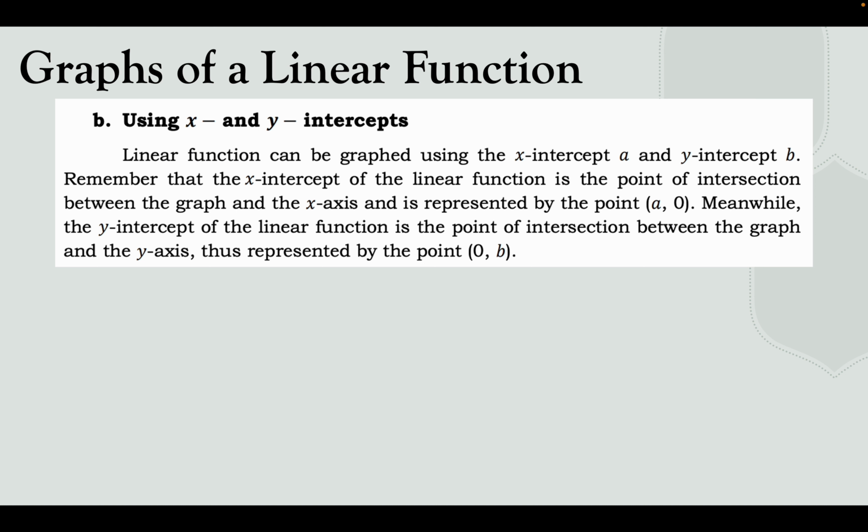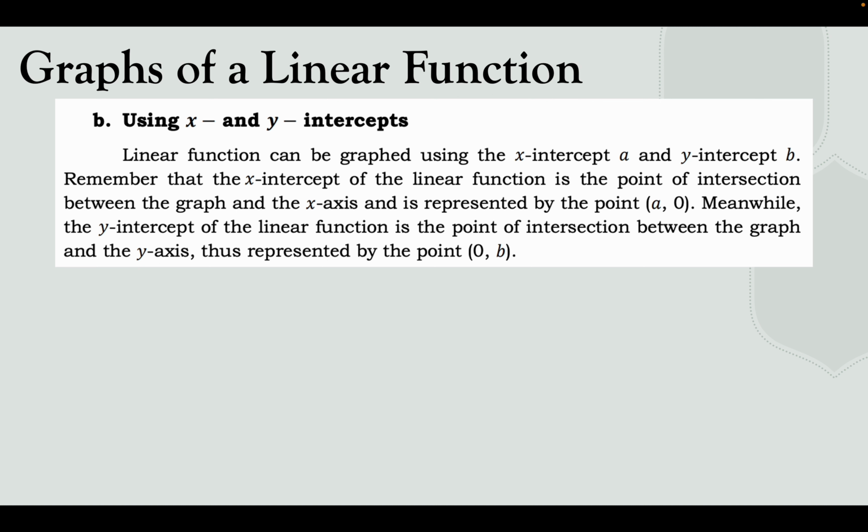Next, using x-intercept and y-intercept, a linear function can be graphed using x-intercept a and y-intercept b. Remember that the x-intercept of the linear function is the point of intersection between the graph and the x-axis, represented by the point (a, 0). Meanwhile, the y-intercept of the linear function is the point of intersection between the graph and the y-axis, thus represented by the point (0, b).